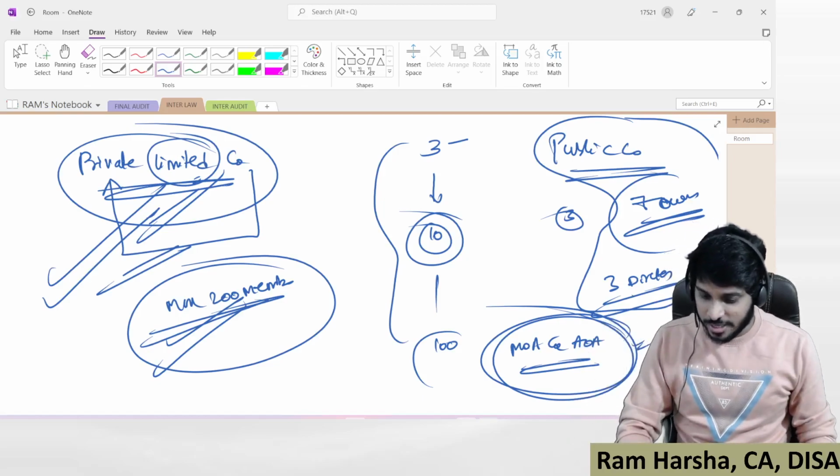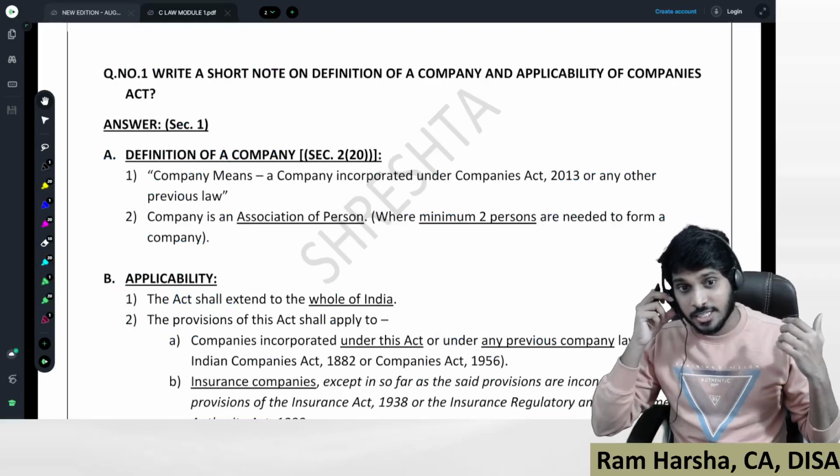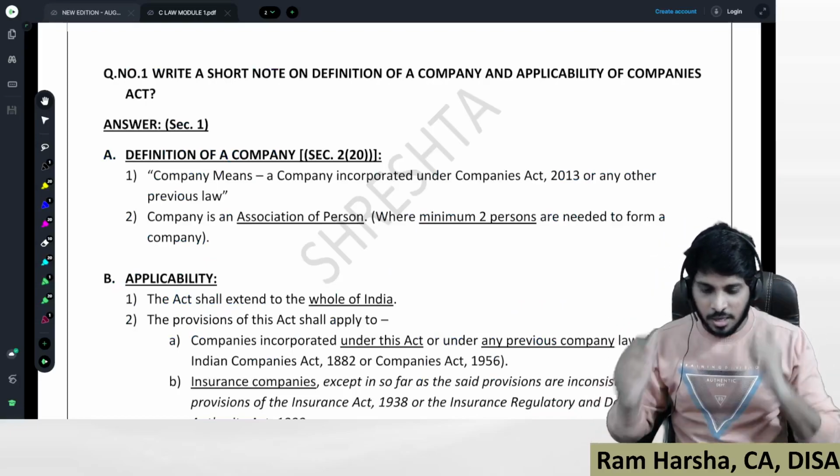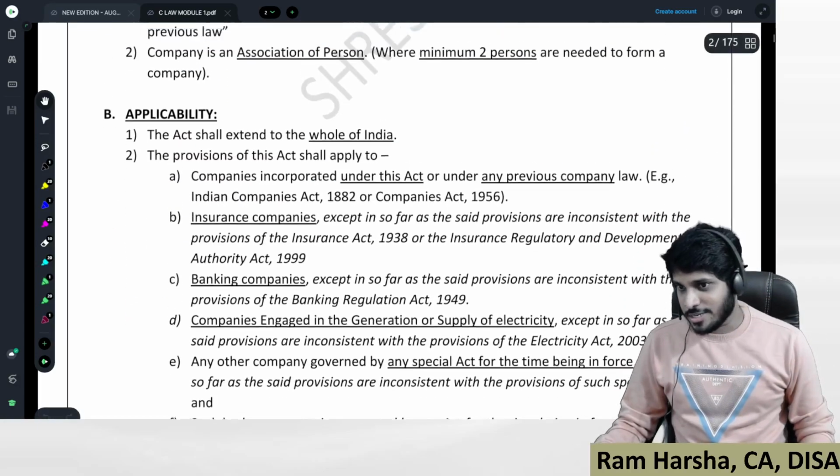Now let's read that first. Then I will come to the discussion about government and non-government. So I think now every one of you understood.